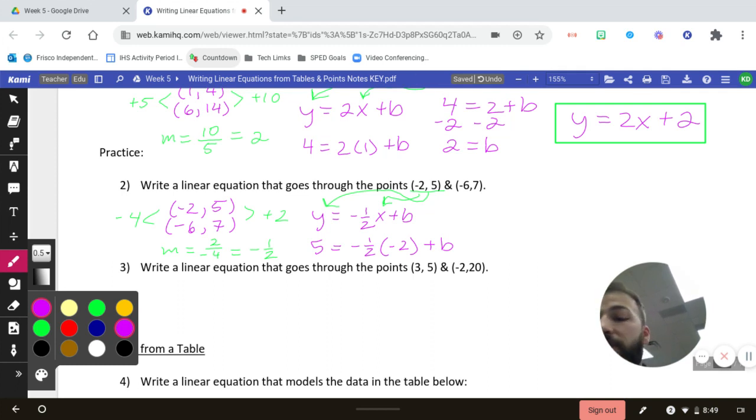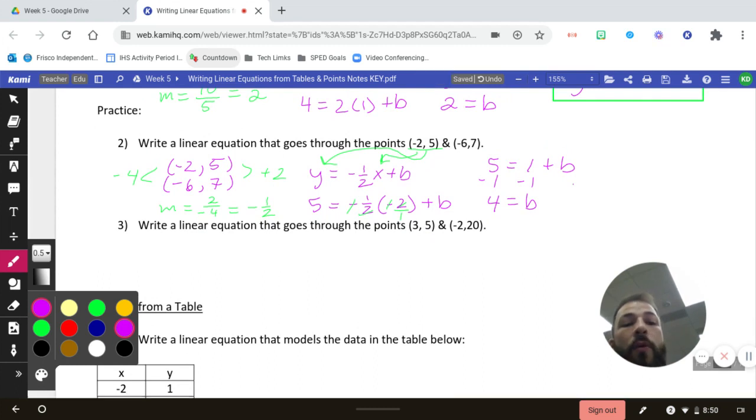Now you can always plug this into your calculator. I need to do negative 1/2 times negative 2. But we also know that a negative times a negative, those negatives are going to cancel out. 1 over 2 times 2 over 1. The 2 and the 2 are going to cancel out. So we are left with just 1. So 5 is equal to 1 plus b. Minus 1, and we get 4 is equal to b. So for our final equation, y is equal to negative 1/2 x plus 4.